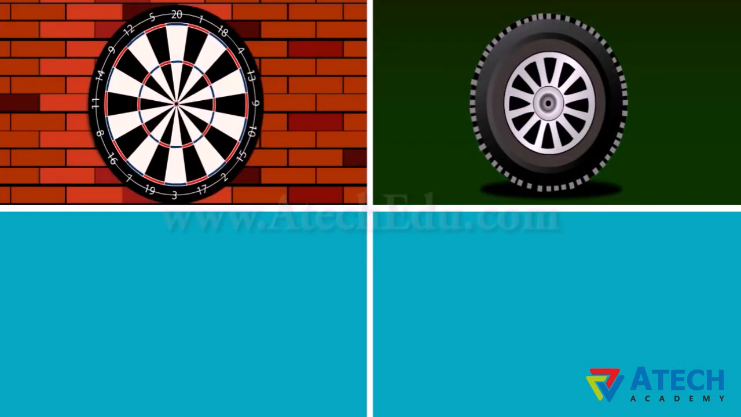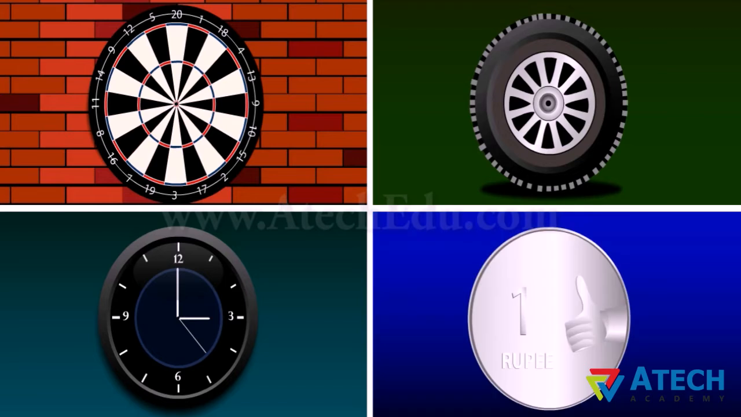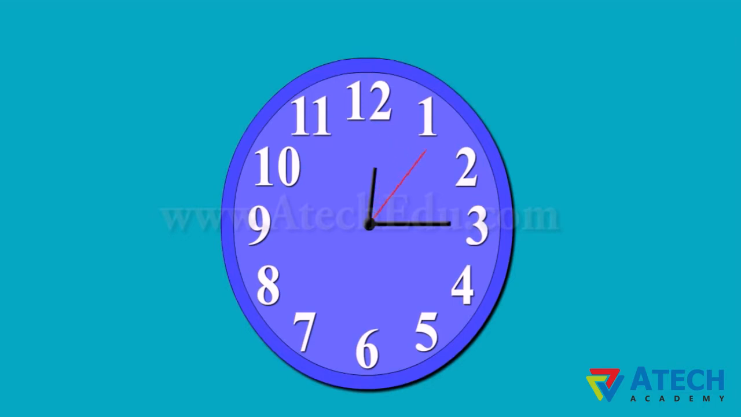In our everyday life, we see objects which are round in shape, such as wheel of a car, a dart game, a dial of a wall clock, and a coin. Observe the seconds hand of this clock. Its tip moves in a round path. This path, traced by the tip of the seconds hand, is a circular path.